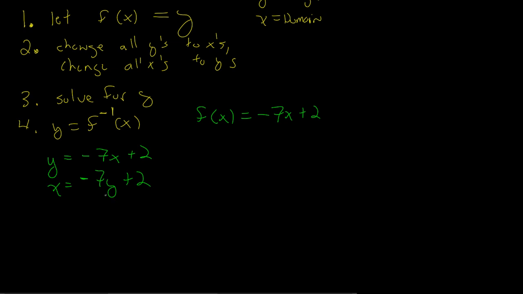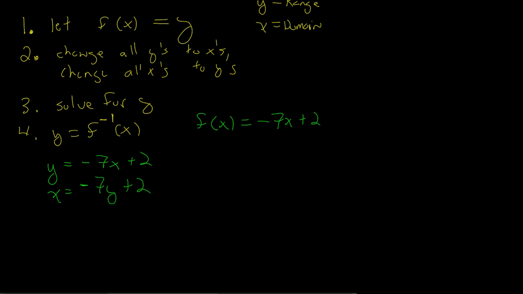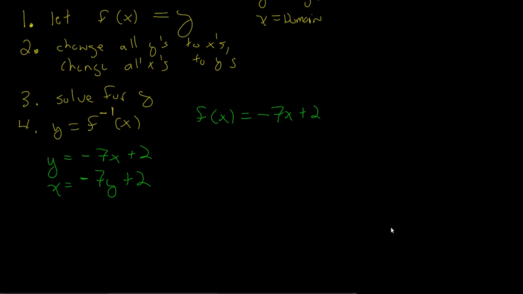It's weird. It bugs people, just swapping your variables around. But I want you to understand that what we're doing is swapping the range and the domain around. And that's what we need to do for an inverse.